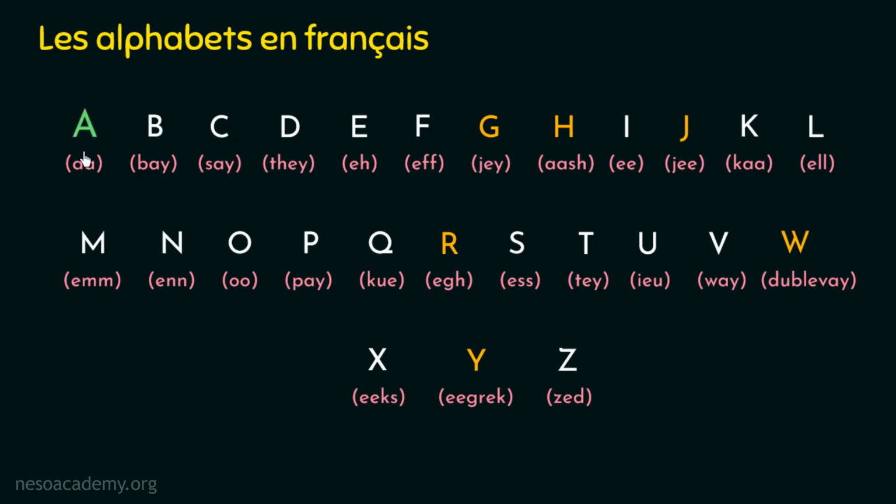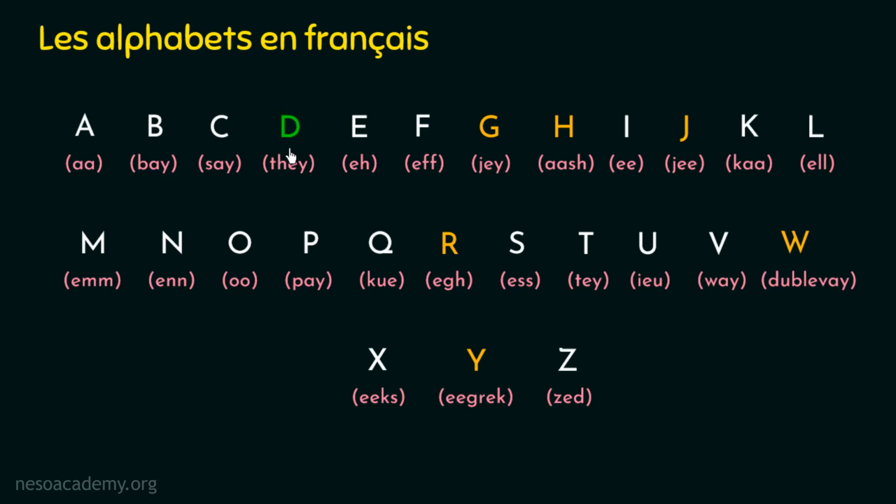In French, it is pronounced as A. I am repeating it again. A. Alright? Now let's move on to the second alphabet. In French, it is pronounced as B. I am repeating it again. B. Alright. Now have a look at the third alphabet. In French, it is pronounced as C. C. Alright.